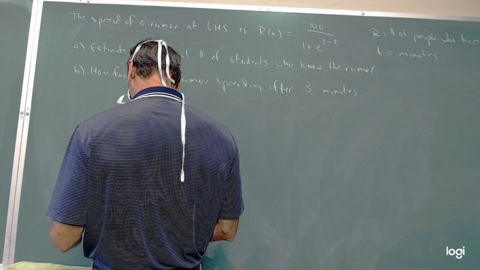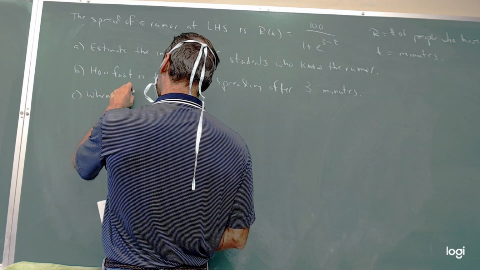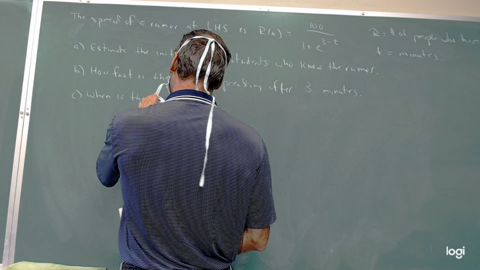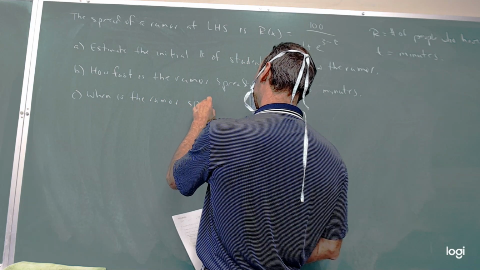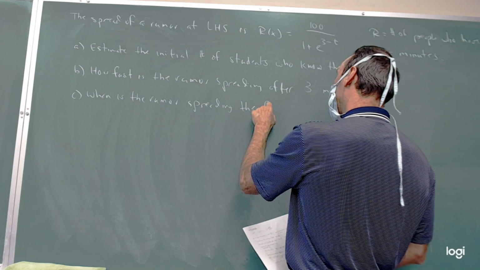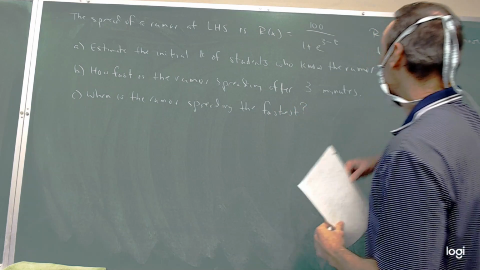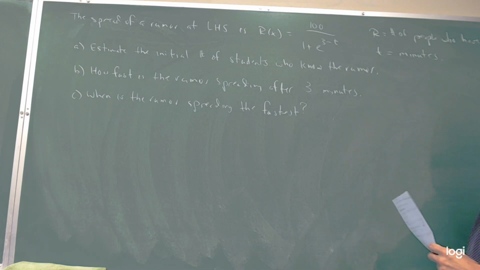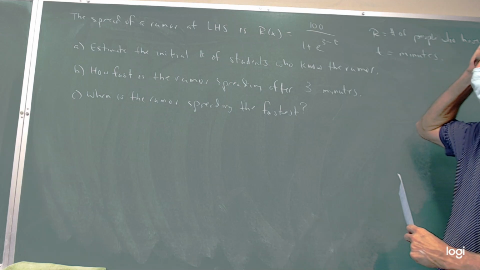Then the next question is the really tough one. When is the rumor spreading the fastest? So what's the max? What's the derivative? I remember this. This is actually known as a logistic growth curve. We'll talk about this a lot more down the road.